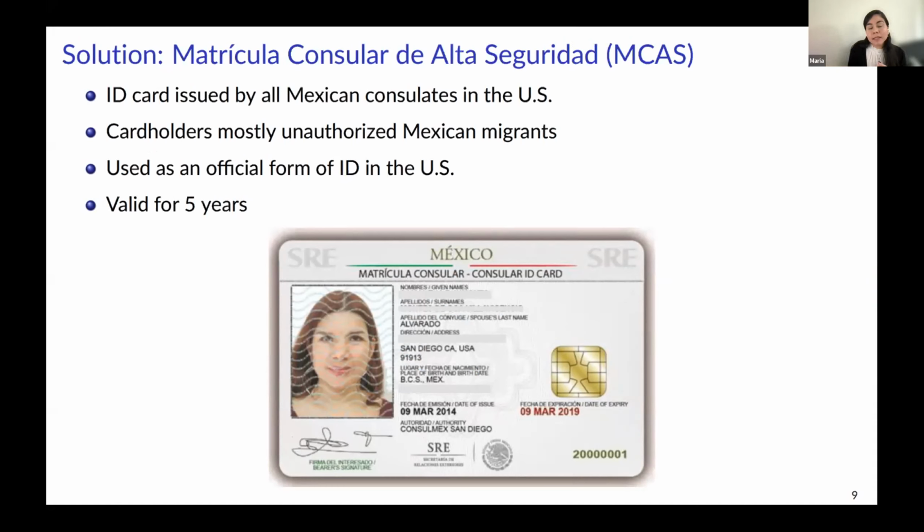And these card holders are mostly assumed to be unauthorized Mexican migrants. This is because these cards do not provide any migration status. It's just used as an official form of identification in the US to do things like opening bank accounts and, in some states, get a driver's license. And it is valid for 5 years. So this is one great resource, coming from administrative data, that we use to measure the migrant network.